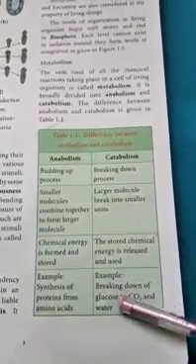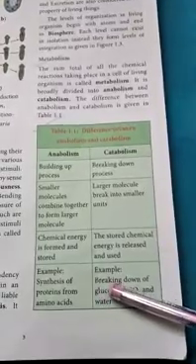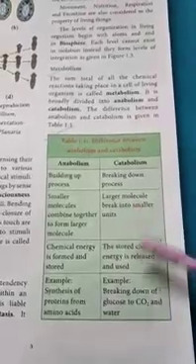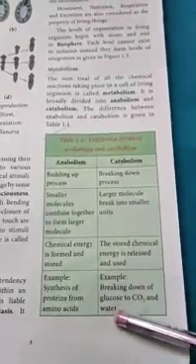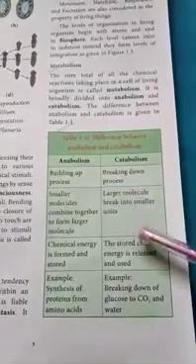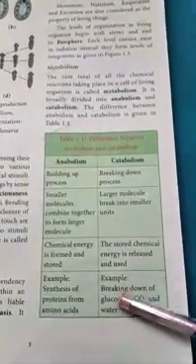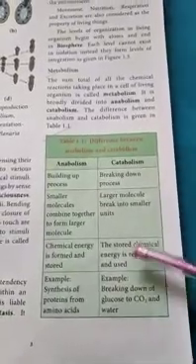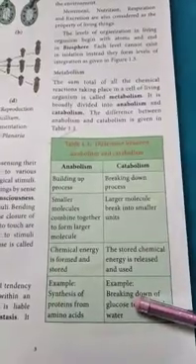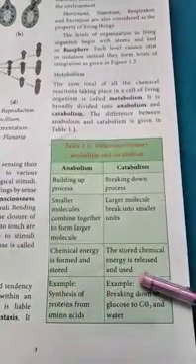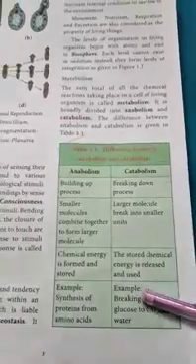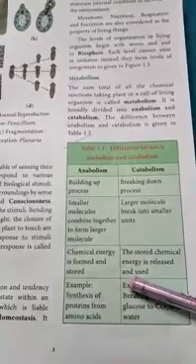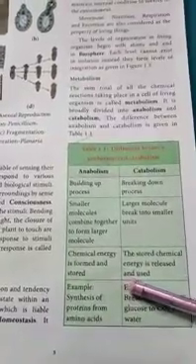In catabolism, glucose is a larger molecule. That molecule breaks into smaller units of carbon dioxide and water. So this process is known as a breaking down process. For the breaking of glucose, energy is released and also used in this process. So that is the difference between anabolism and catabolism. These are the characteristics of living organisms. Thank you.